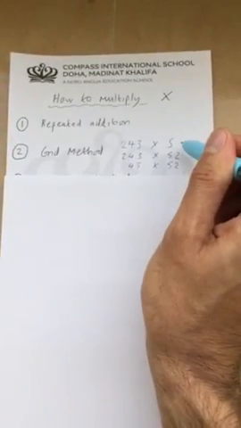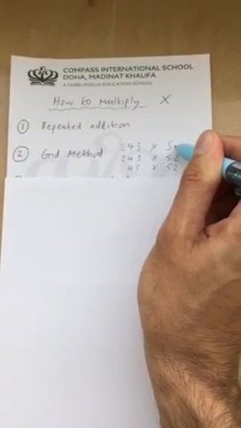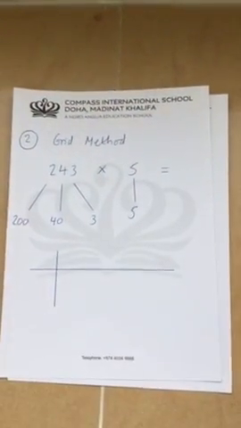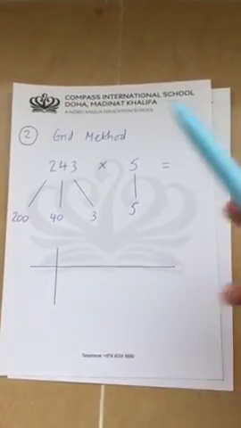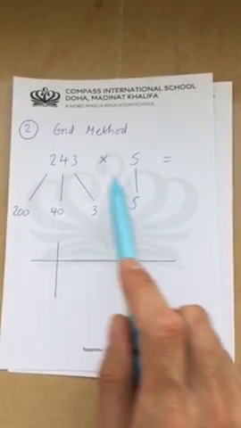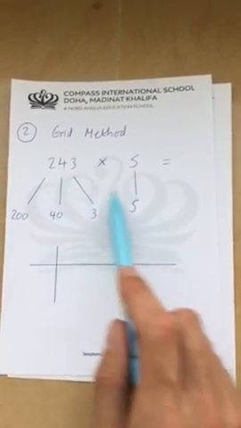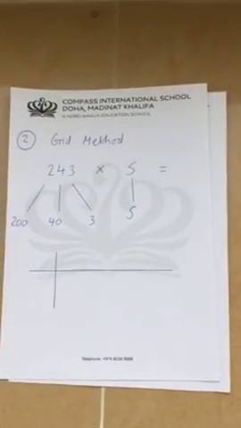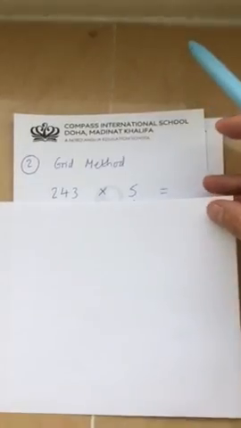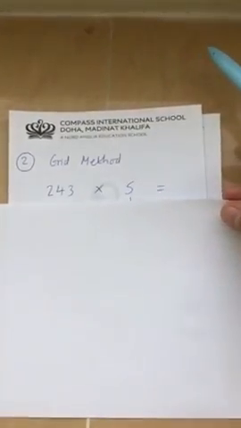We're going to look at the one that we just did previously with grid method. So let's move on to that one now. Here we have it. Now, first thing I do, always set up the number sentence. That helps us understand what we are trying to do. 243 times 5. Okay?